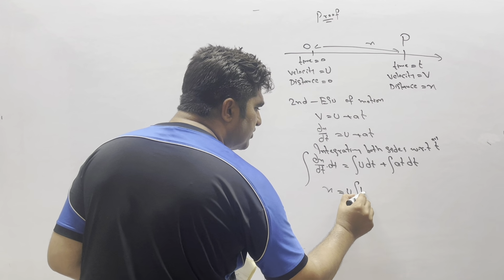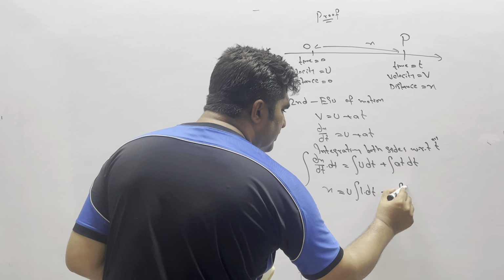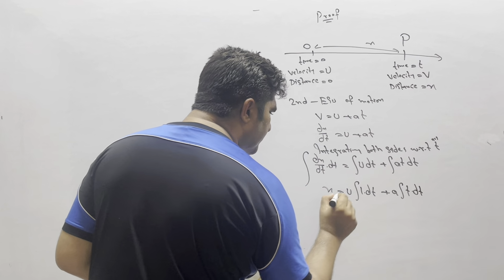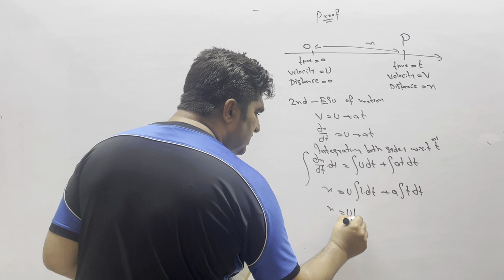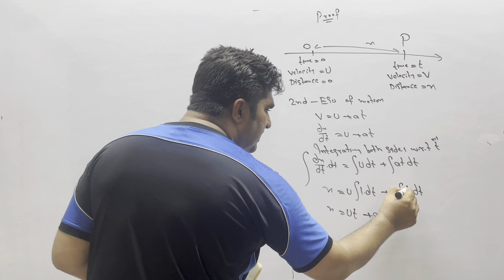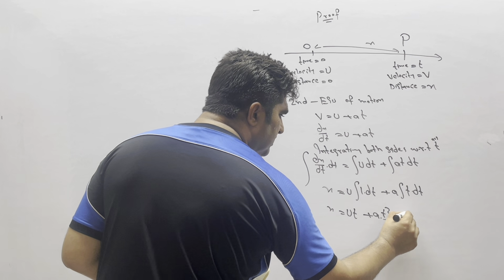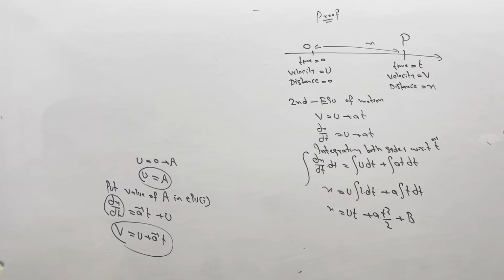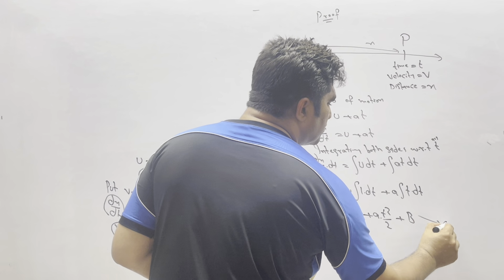u can be taken outside, you have 1 dt, plus from here a can be taken outside, you have t dt. So x equal to u times the integration of 1 with respect to t, which will be t. a will be as it is. The integration of t with respect to t will be t square by 2. I can place here B. Then I can call it equation number 2.